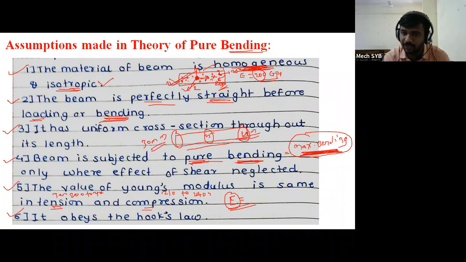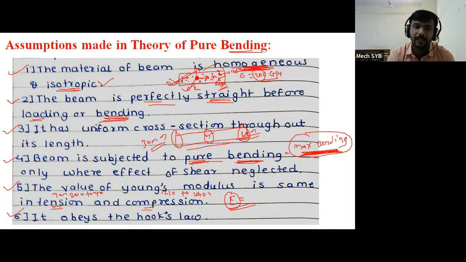The value of Young's modulus is same in tension and compression, because there is no any relation between the force and the material property. Force वाढला म्हणून material property change होत नाही, किंवा force कमी झाला म्हणून material property change होत नाही. The force is directly proportional to only stress. म्हणजे force वाढला तर stress वाढणार, force कमी झाला तर stress कमी होणार. But it is not correlated with the material property. Therefore, Young's modulus will be same in tension and compression.